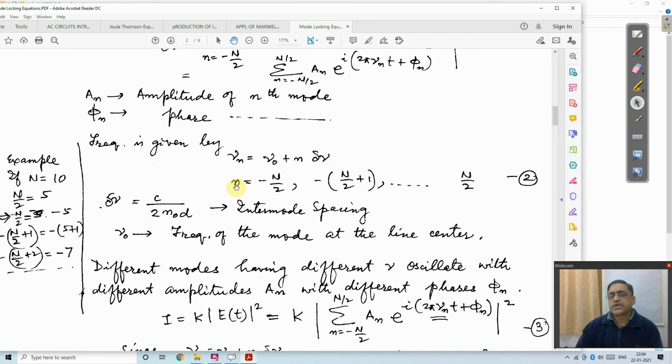Naturally we get n equal to minus N by 2, then minus N by 2 plus 1, then minus N by 2 plus 2, and so on. You may correct it. And as far as the intermodal spacing is concerned, what we have seen is delta nu equal to c over 2 n naught d.